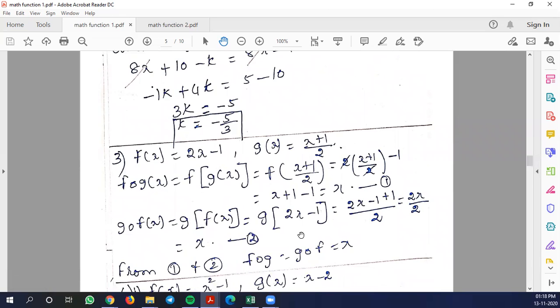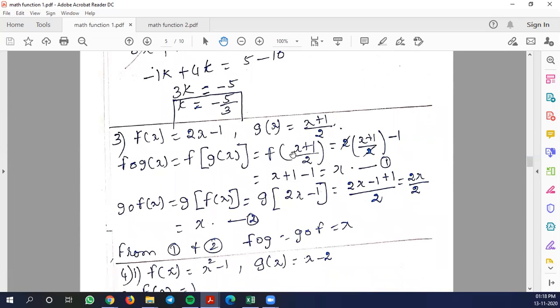G of f of x equal to g of, what is f of x? It is 2x minus 1. This full term is x now. What is g of x? X plus 1 by 2. So in the place of x, I am substituting 2x minus 1. In the place of x, it is 2x minus 1 plus 1 by 2. So plus 1 minus 1 get cancelled. 2x by 2 it is x. So from 1 and 2, these two are equal.